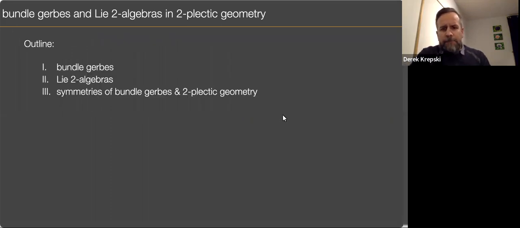Okay, so the plan for the talk today is to essentially work through the title. We'll first start talking about bundle gerbes. I'll review what those are, and then we will go over a quick review of Lie-2 algebras, and then we'll bring these two together when we talk about bundle gerbes, symmetries, and two-plectic geometry.